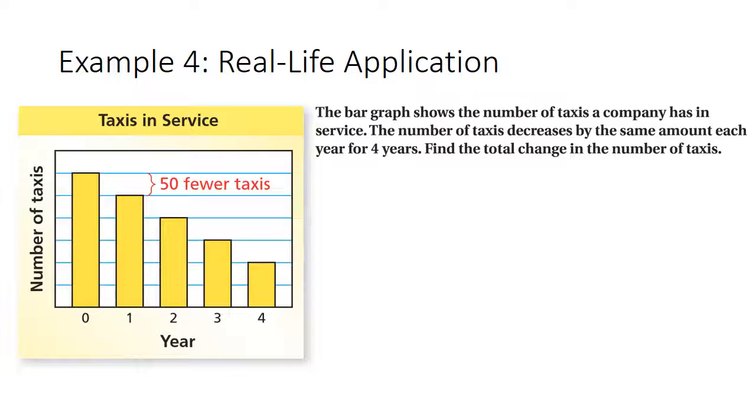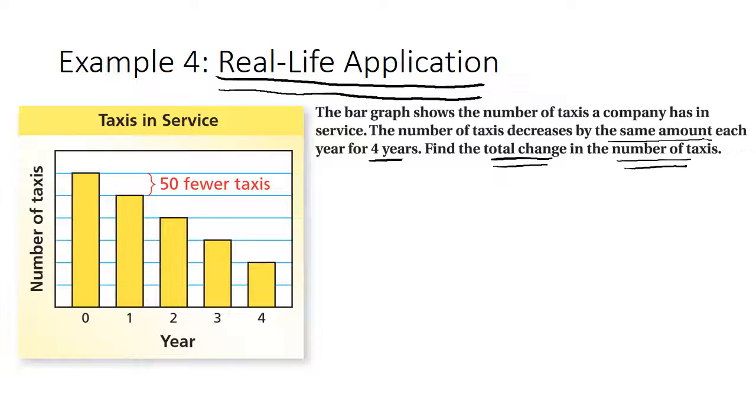Okay, so we're looking here at our real life application, where we're going to be looking at some situations where we can actually use multiplication in order to figure out some solutions. Now, in this situation, we have a bar graph which shows the number of taxis a company has in service. It says that the number of taxis decreases by the same amount each year for 4 years, and we want to find the total change in the number of taxis.